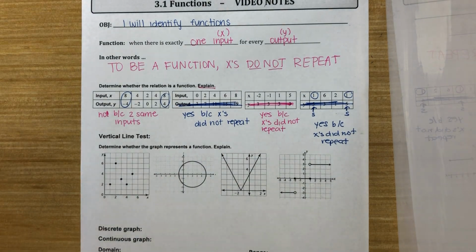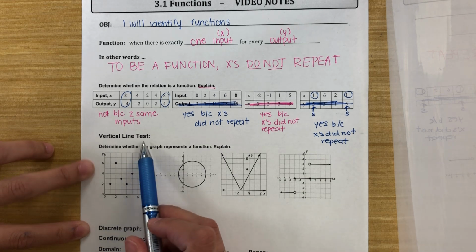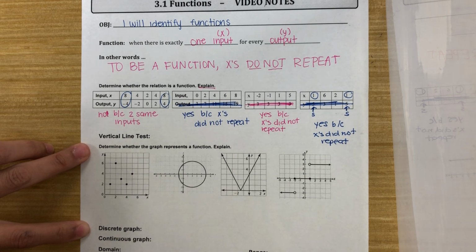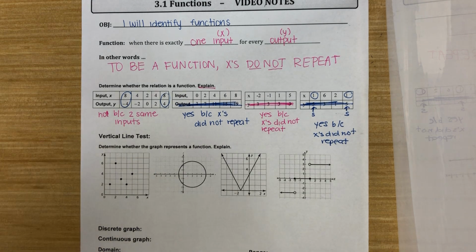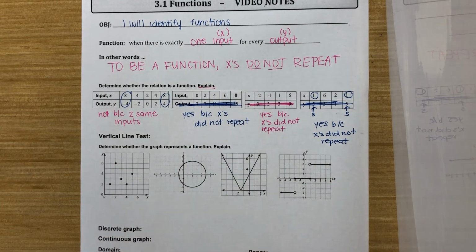All right, so that's one way that you can see if something's a function. Another way is if you have a picture of a graph, then you have to do something called the vertical line test. So the vertical line test is basically you taking a vertical line and then you deciding yes or no if it's a function. So let me quickly show you what that would look like, okay?